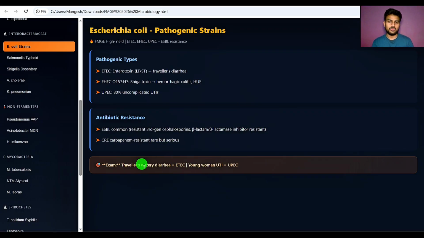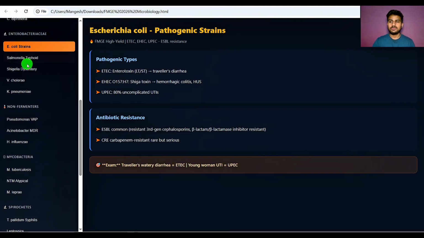For exam purposes, you have to remember that if there is a clinical history of travel in the patient, then the strain is ETEC. And if there is a history of hemorrhagic stools, like Shigella, like dysentery and everything like that, then the strain is EHEC. And if a young woman plus UTI is mentioned, then that is uncomplicated UTI, which is for the UPEC strain.